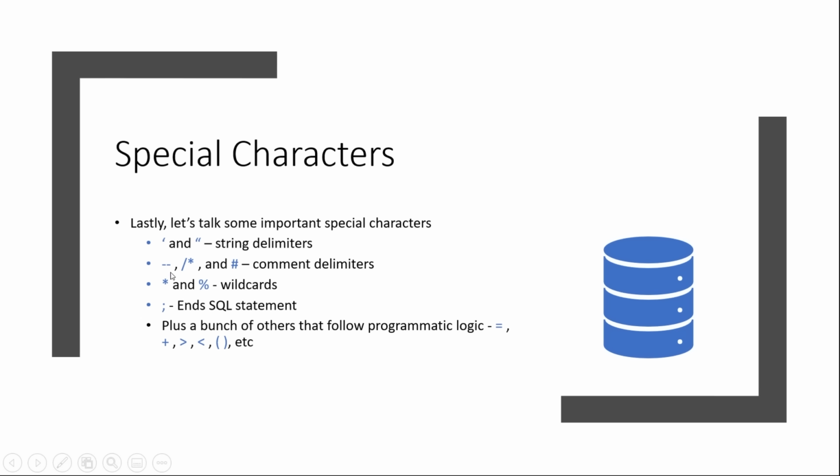We have comment delimiters. So we have a dash dash, which you're going to see here very soon. We have a slash asterisk, and we have the pound sign. So again, feels like coding, right? And this is just another type of language. So we have wildcards. You saw the asterisk. We also can use the % symbol for a wildcard. We have the end of a SQL statement, which is a semicolon, as you saw in the last slide. And then we have a bunch of programming logic. So we have equal signs, plus signs, greater than, less than, parentheses, and you can put things into programmatic logic.